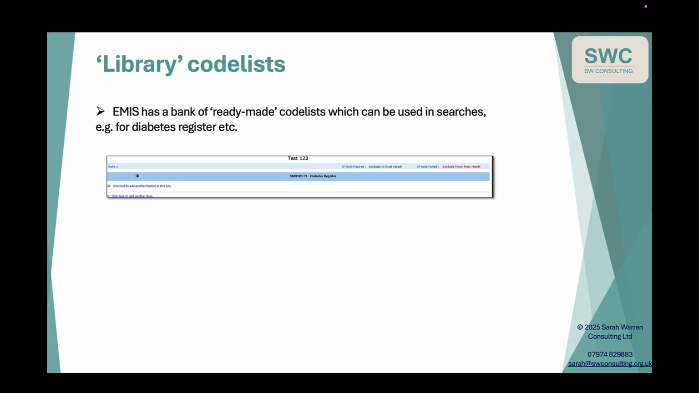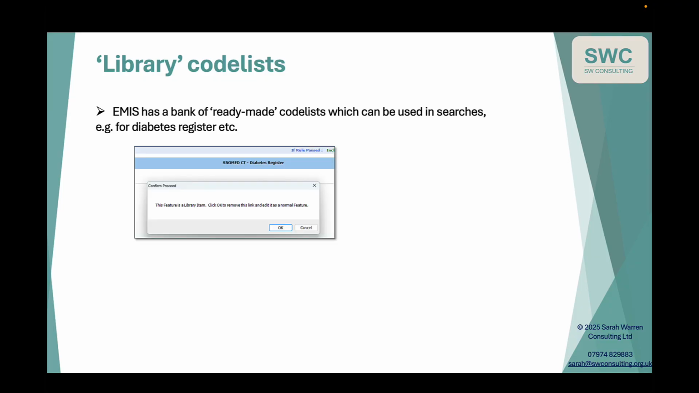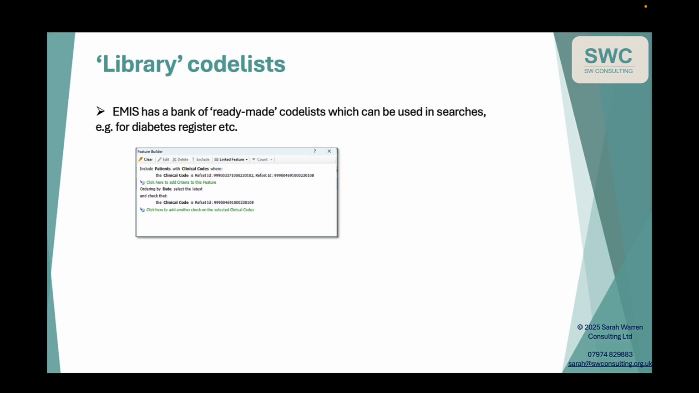It's best practice not to leave it looking like that though in your search. It's best practice to double click on that. It will come up with this option, telling me it's a library item, and I can remove the link and edit it as a normal feature, which I'm going to do. And it then comes up looking like that, which is a little bit odd, but those ref sets pertain to national code lists and are recognisable as such. You can't search for them on their own in EMIS, but this is what you can end up with.